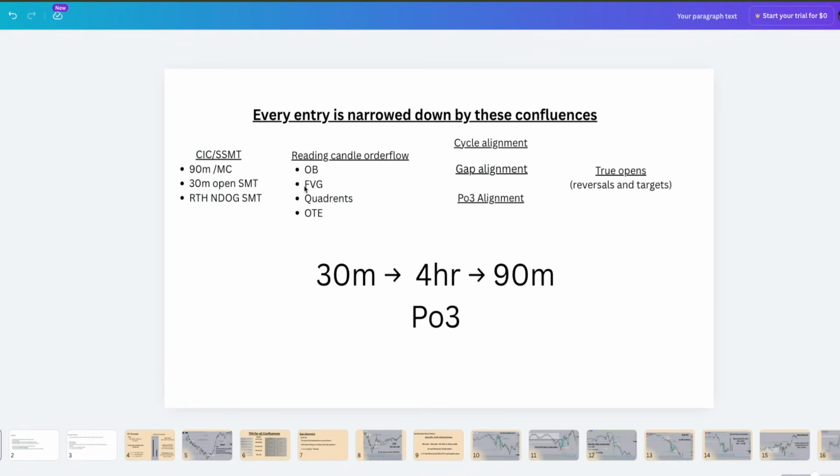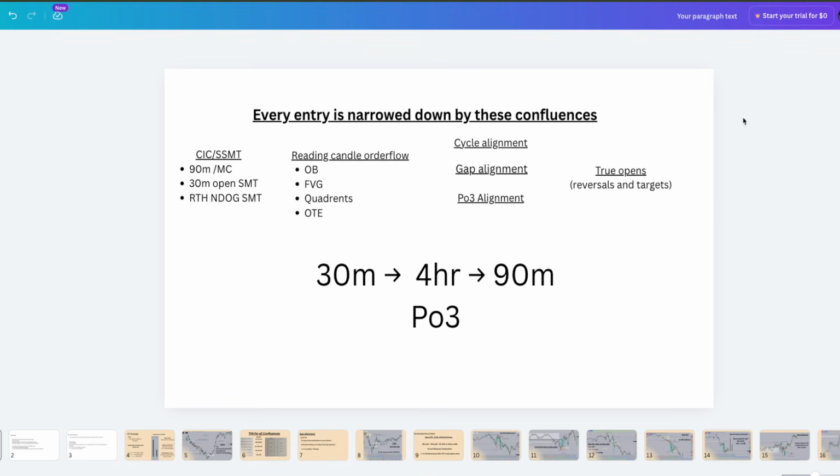Today is a really special day because I'm going to be talking about my model really intricately. We're going to talk about every version of my model, every entry you can get from the 30-minute PO3 leading to the rest of the day, 4-hour continuation, reversal, 90-minute continuation, reversal, and just in between those things, what can happen. So, this first slide is just everything that we need to know that I'm going to be talking about.